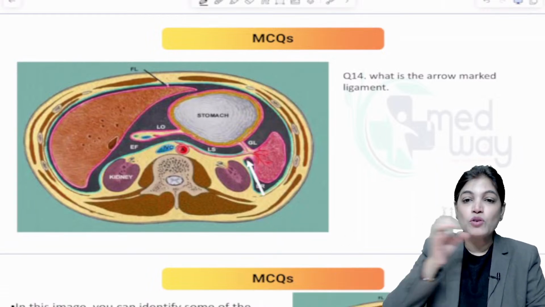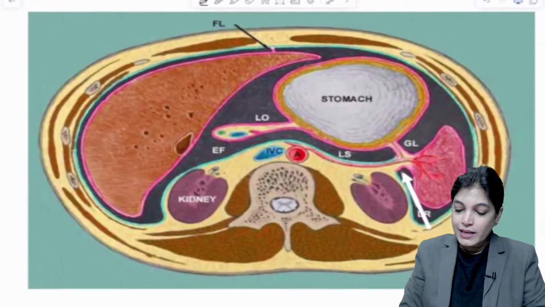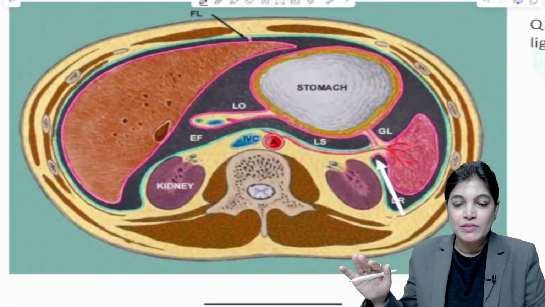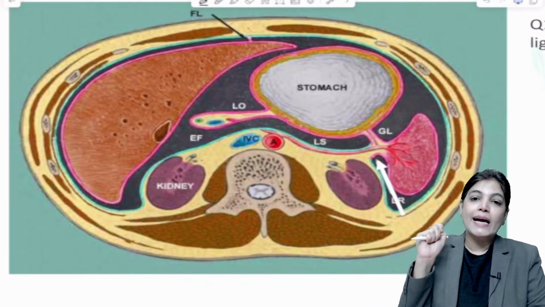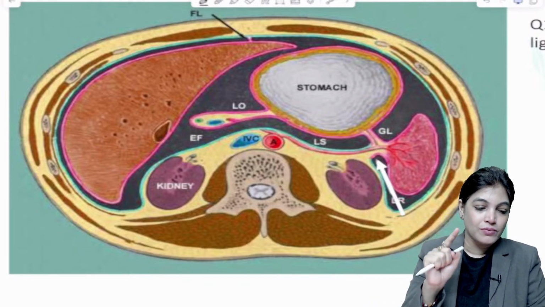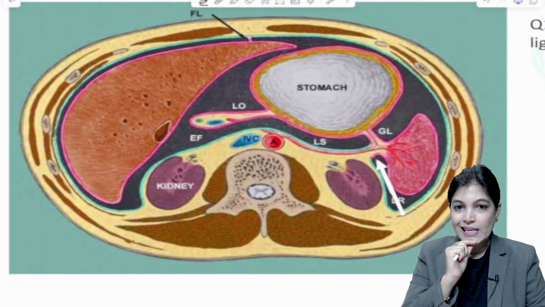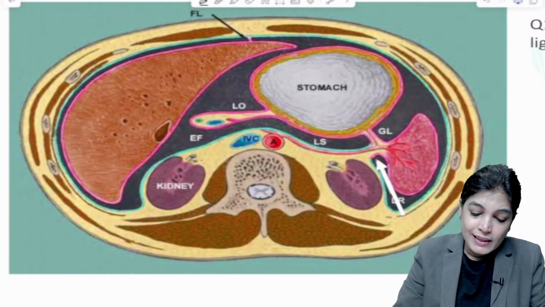Don't worry, हम वो सारे explain कर देते हैं. So let me just enlarge this. Okay. So this is the transverse section of the abdomen which has been shown and for this I have marked a white arrow in one of the ligaments which you can see. Now I will give you a hint.